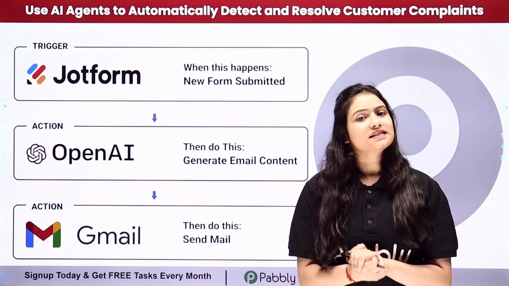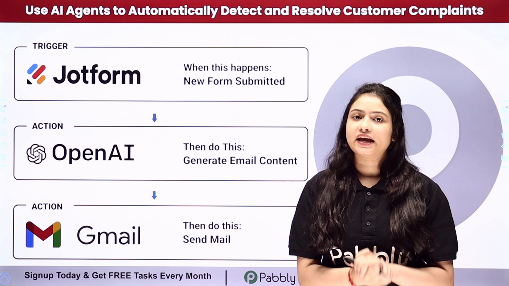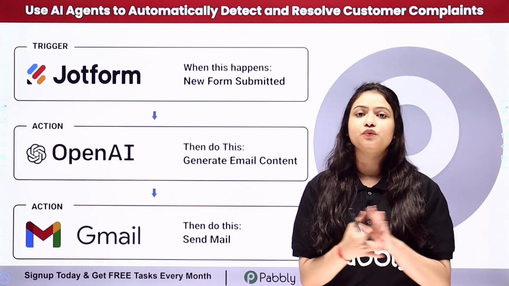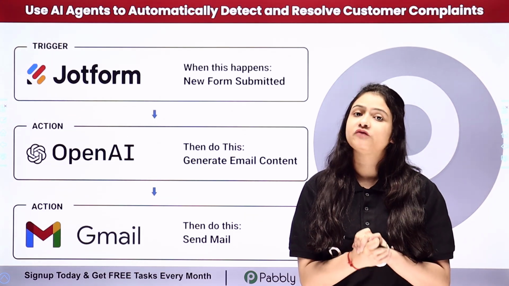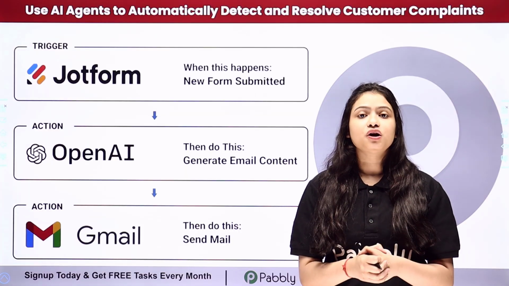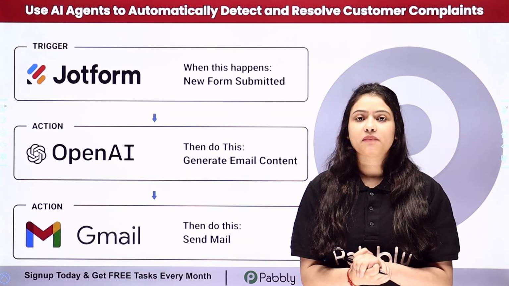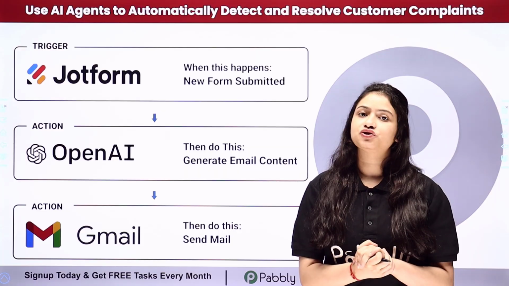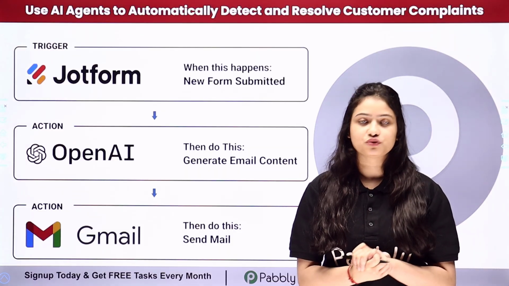In order to automate this entire process, I am going to use an AI agent with the help of which I am going to detect whether the feedback is positive or negative, and automatically, on the basis of the negative feedback, I am going to send a complaint resolution email to my customers through Gmail.